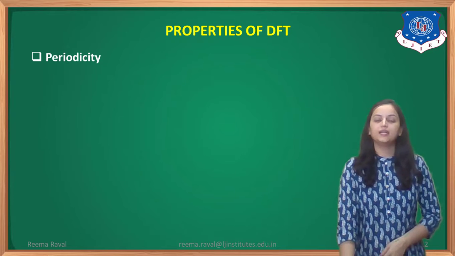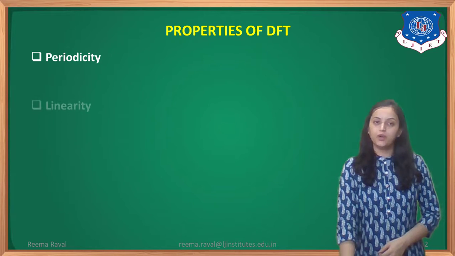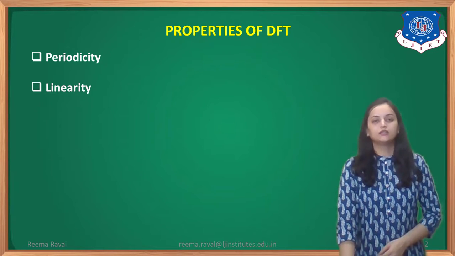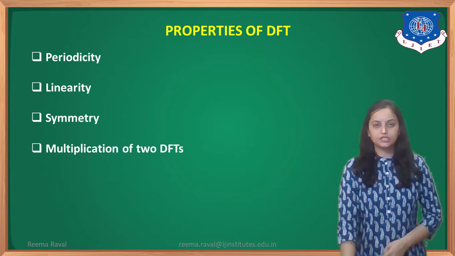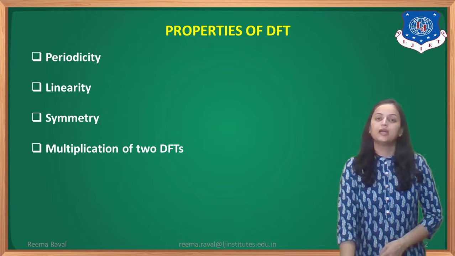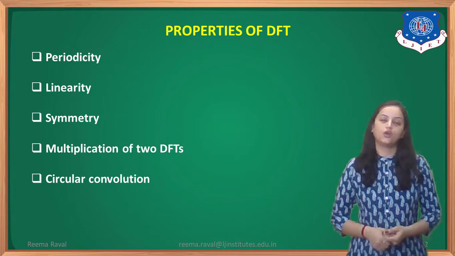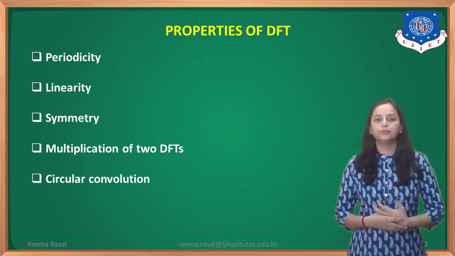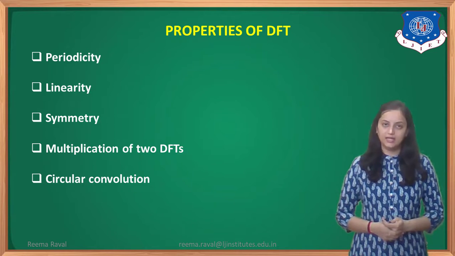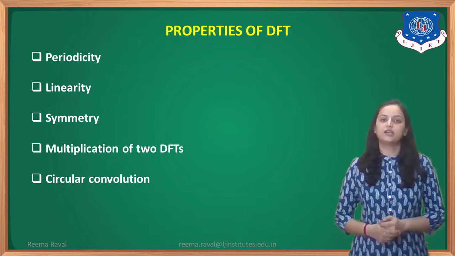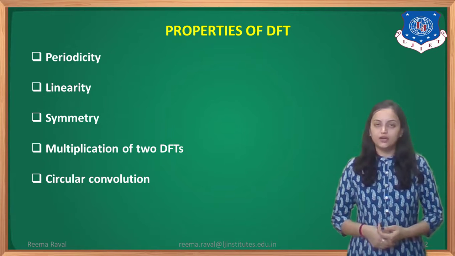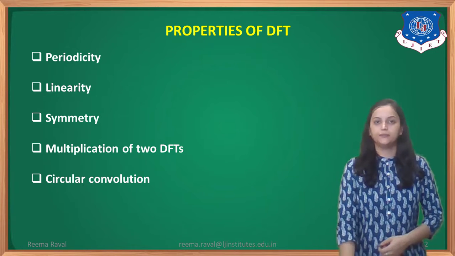Here the first property is periodicity, second property is linearity property, third property is symmetry property, and then next is multiplication of two discrete Fourier transforms, and the last one is circular convolution. These are the properties which we are going to see for DFT. We will see the definition of that and we will see the proof for each and every property. So let's start with the first one, that is periodicity property.